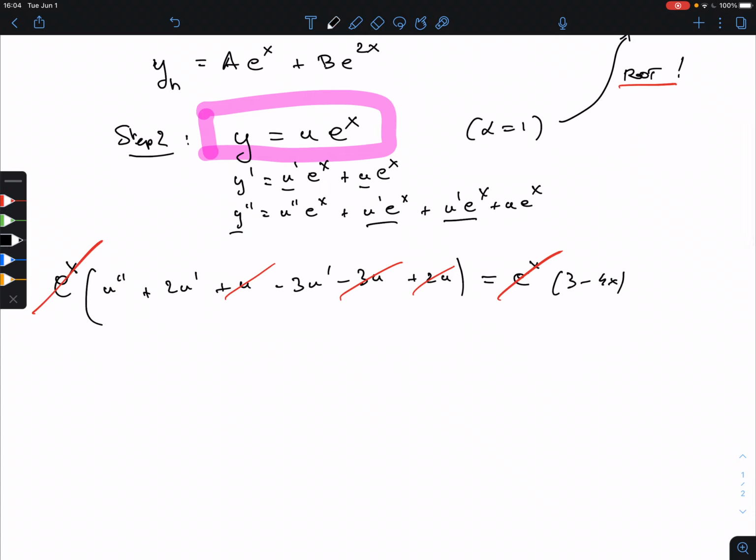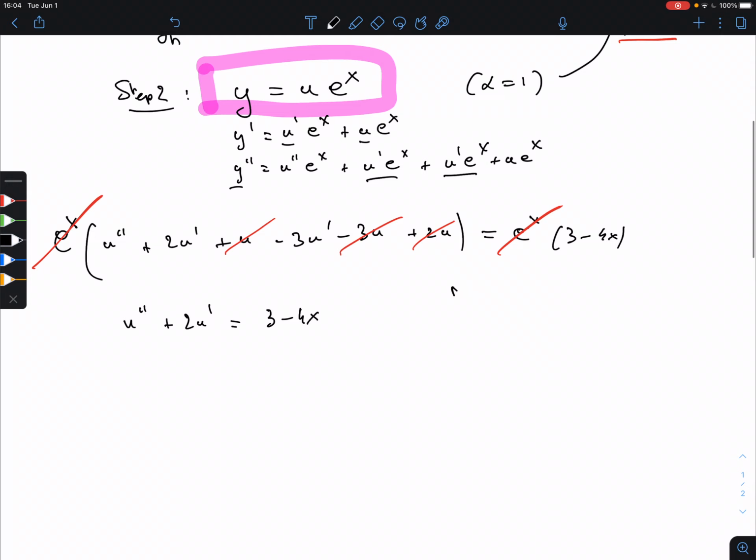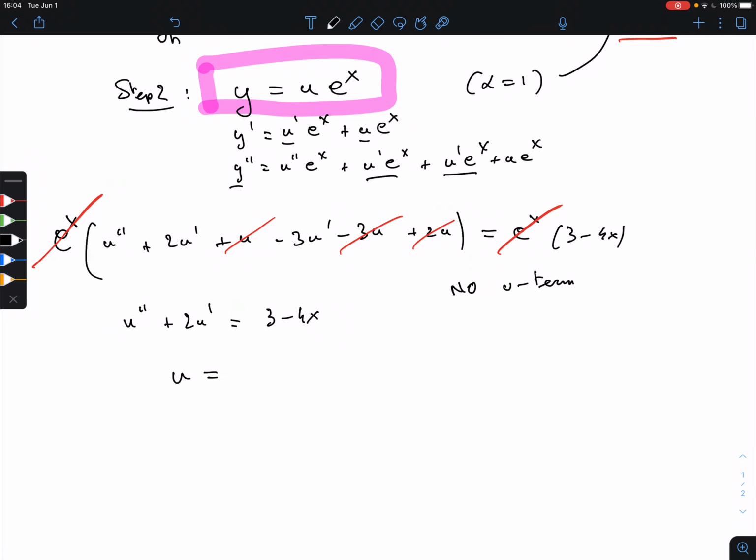We know that this is cancelled, so we get u double prime plus 2u prime equals 3 minus 4x. Now, it is important that we know this. There's no u term. What we're going to propose now is u, and because there's no u term, we're going to have x times a polynomial of the same degree here, and that's degree 1, so a plus bx.